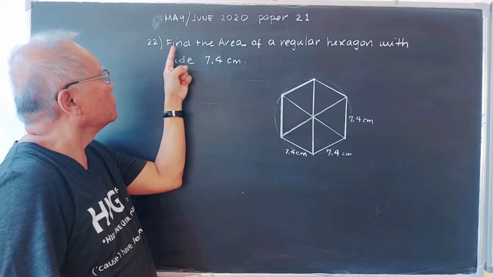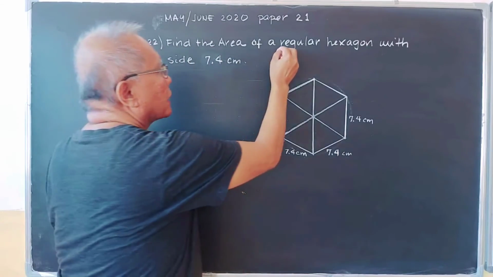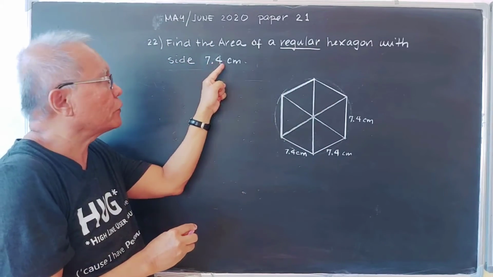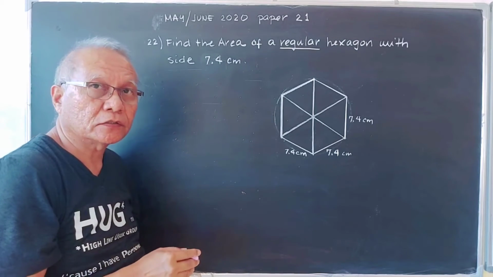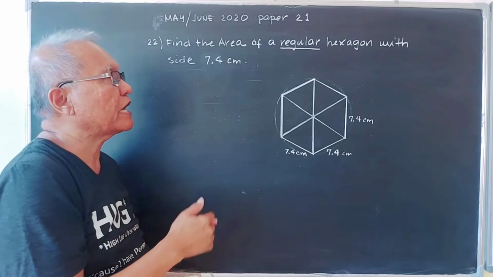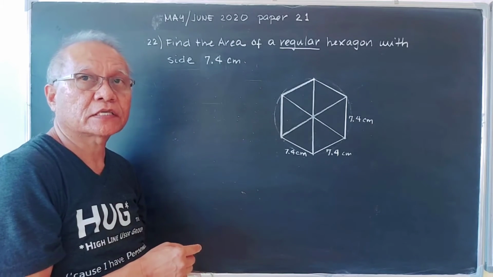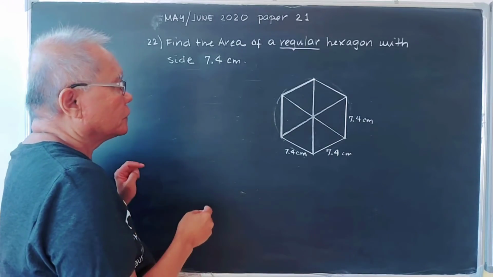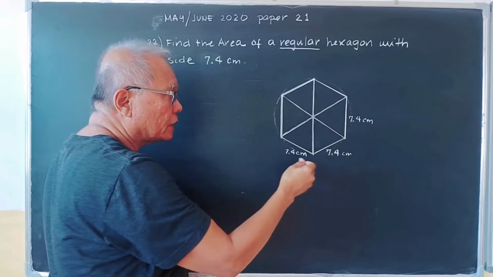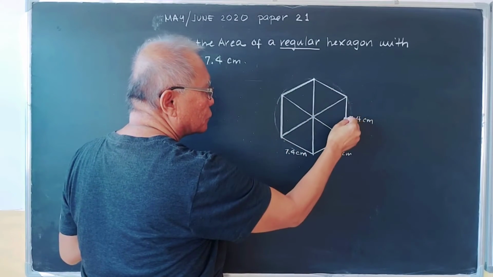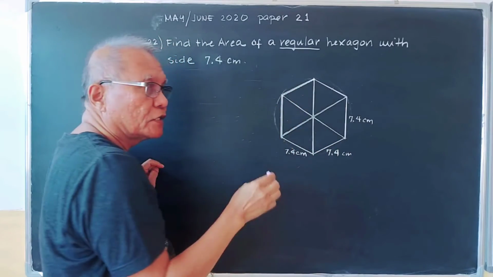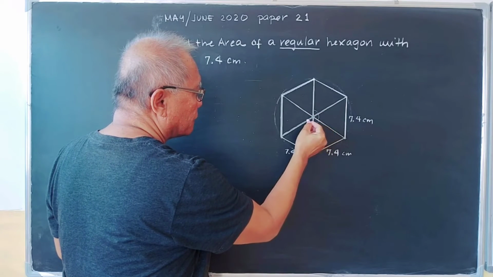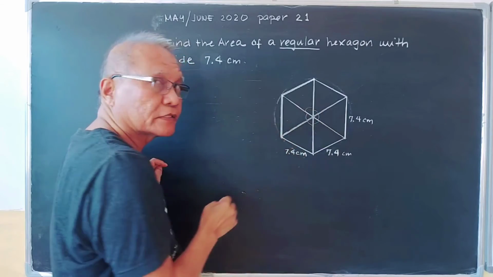Number 22, find the area of a regular hexagon with side 7.4 centimeters. So we have a hexagon. How many sides do we have in a hexagon? We have 6 sides and we have 6 central angles also. Here we have our hexagon. It's regular. So 1, 2, 3, 4, 5, and 6. So we have 6 sides. So we have 6 angles also. 1, 2, 3, 4, 5, and 6.